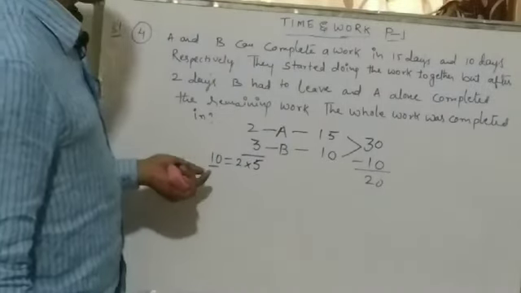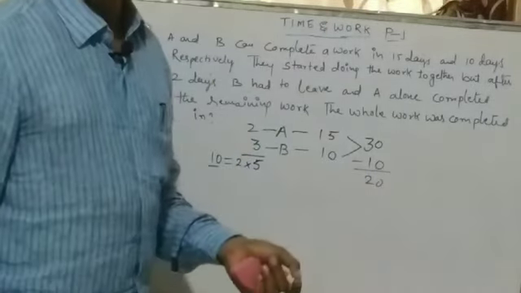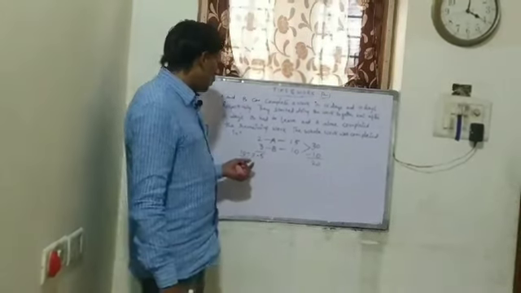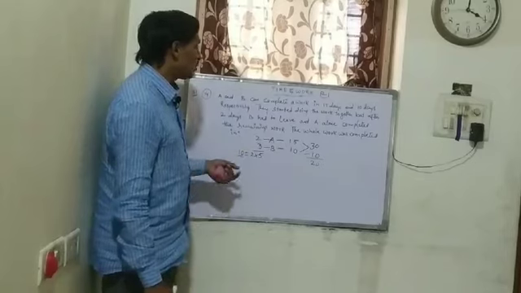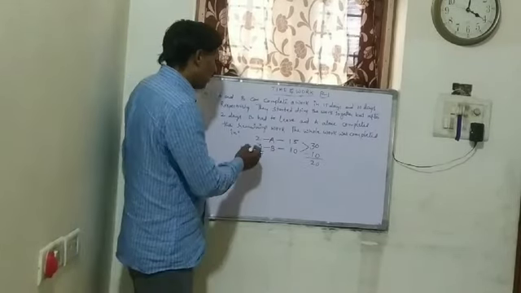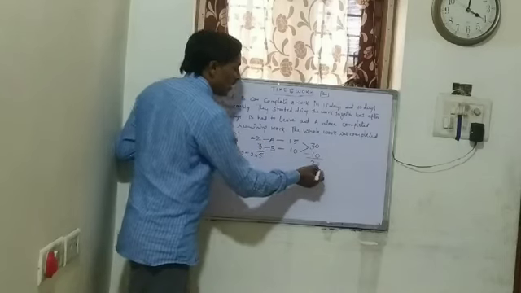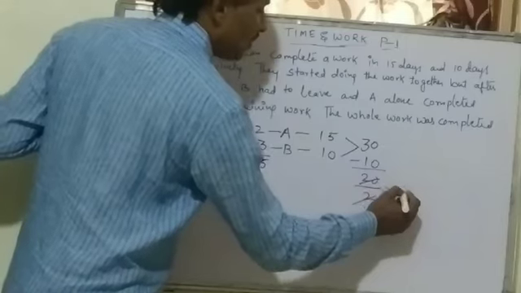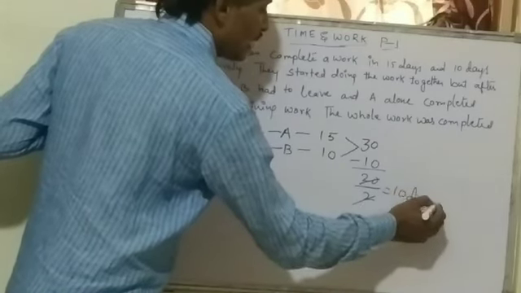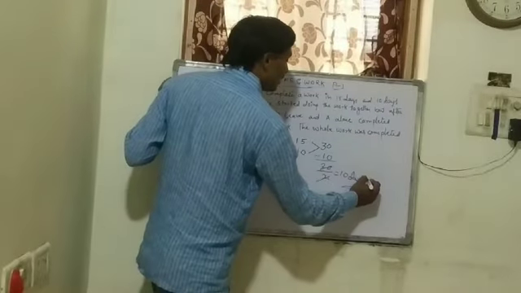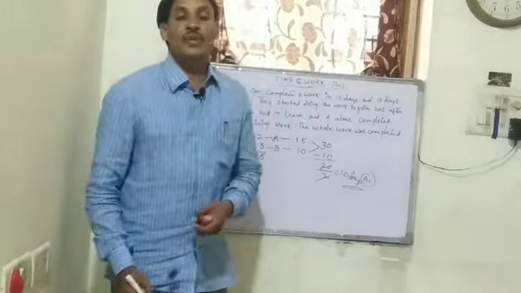What happened after 2 days? B left the job. So the remaining work will be completed by A alone. A will produce 2 units every day, and 20 units need to be produced. So how many days will be required? 10 days will be required. So A can complete the remaining work in 10 days. This is the answer. This is how we can do the shortcut way.